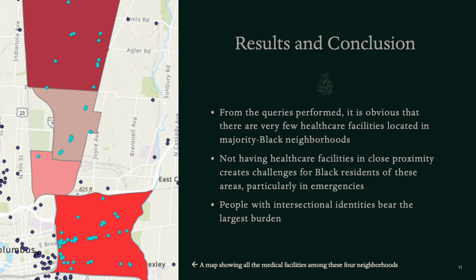From the last query we ran, it's also evident that people with intersectional identities bear the largest burden. There are only 7 women's healthcare facilities between all 4 of these neighborhoods, which means that Black women have an even harder time accessing the care they need than Black men. This map on the left shows all of the healthcare facilities located in these 4 neighborhoods, and we can see that healthcare facilities are very sparse in density, particularly in Milo Grogan and North Linden.